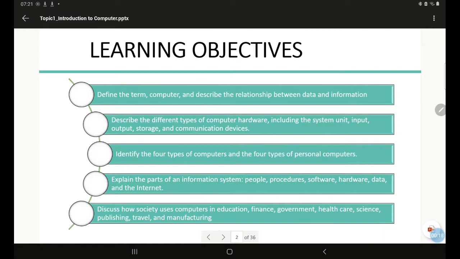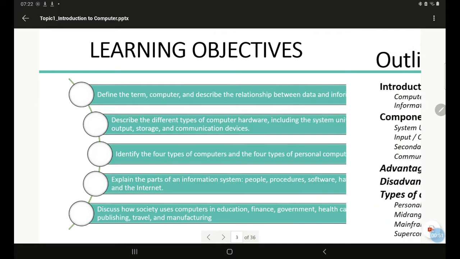Before we go further, let's see the learning objectives for this topic. The first one, you should be able to define the terms computer and describe the relationship between data and information. Second is to describe the different types of computer hardware, including the system unit, input-output, storage and communication devices. The third one is to identify the 4 types of computers and the 4 types of personal computers. Fourth is to explain parts of an information system, which consists of people, procedures, software, hardware, data and the internet.